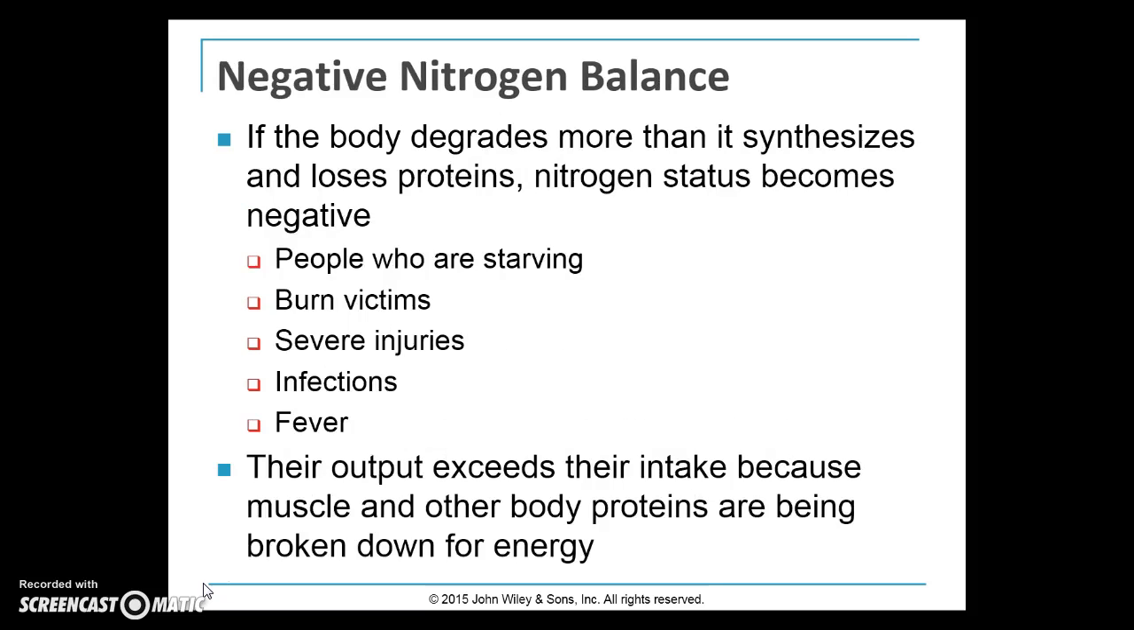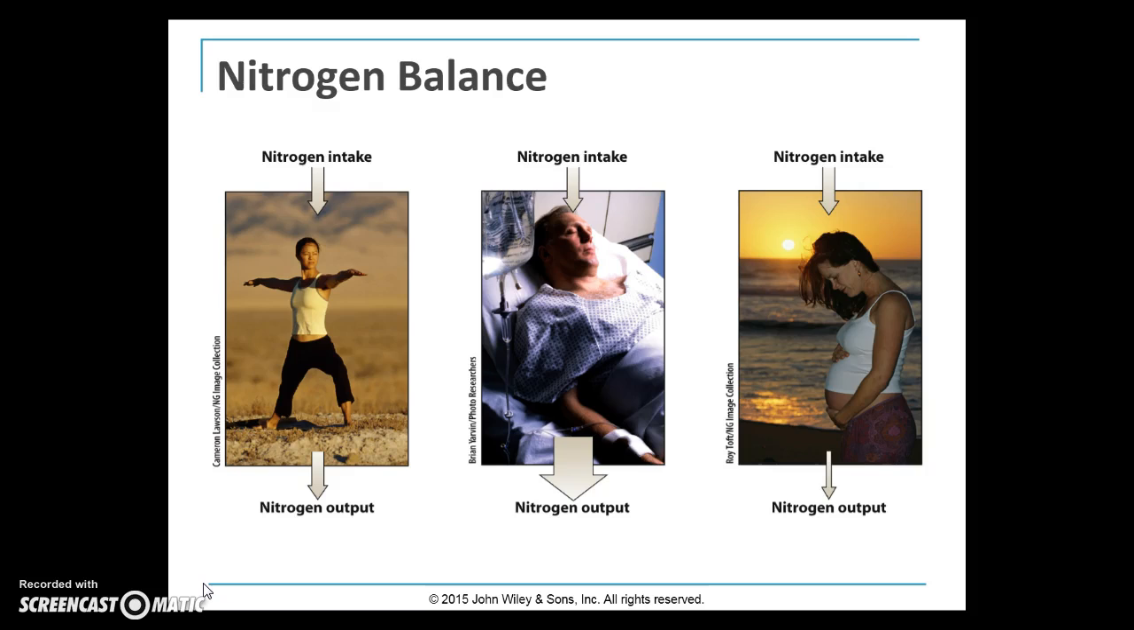A negative nitrogen balance is when the body is starting to degrade and break down protein to use the nitrogen in the protein molecule. This happens in people who are starving, burn victims, severe injuries, infections, fever. I would say post-surgical patients as well. And this is when their output exceeds their intake because their muscle and other body proteins are being broken down for energy.